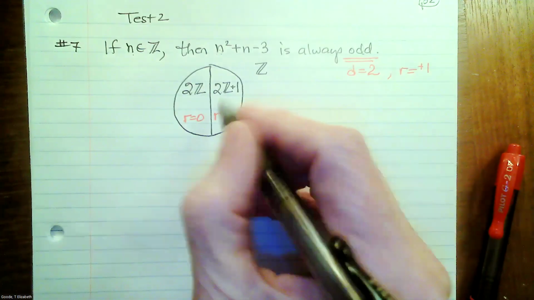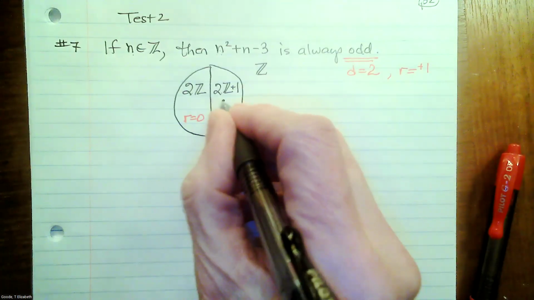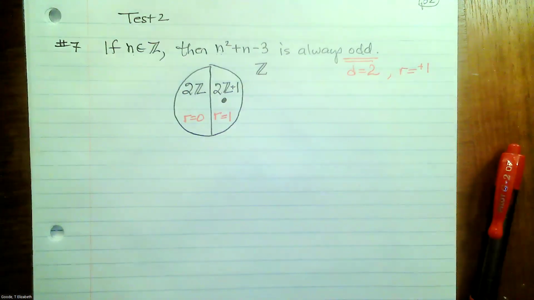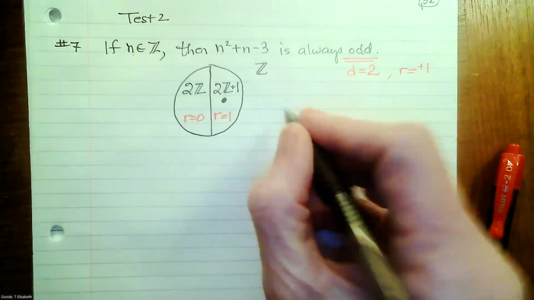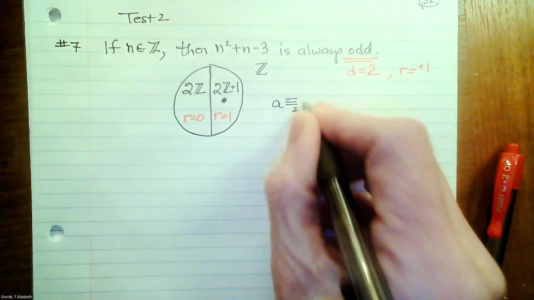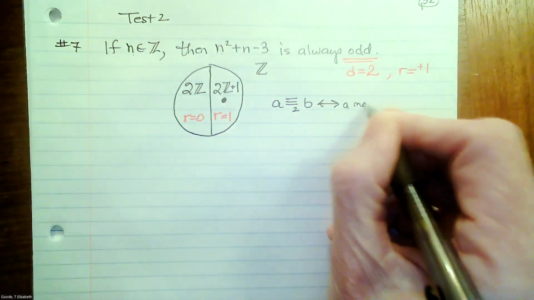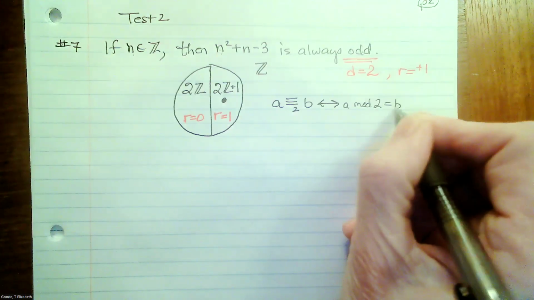It's interesting. So we want to prove that this expression is always over here in this partitioning set. It's a congruence class mod 2. Basically, remember, A is congruent mod 2 to B if and only if A mod 2 is equal to B mod 2.